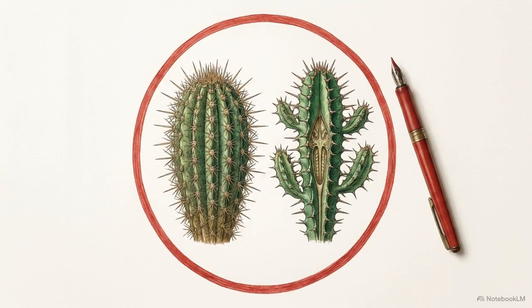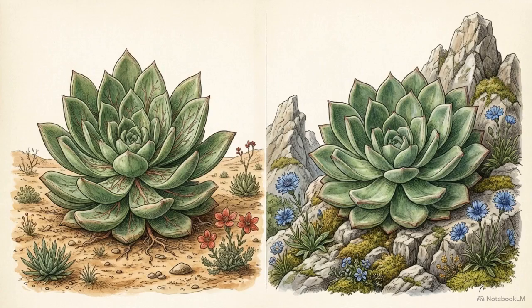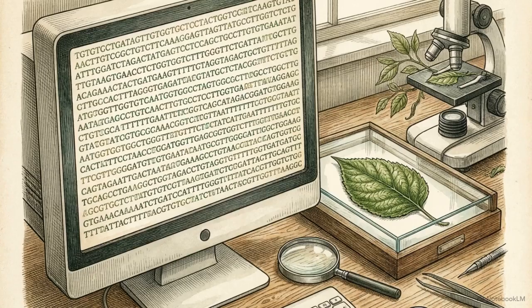Grouping plants by these shared looks meant the established classification system was often inaccurate. It documented how plants adapted to their surroundings, but failed to show their actual evolutionary paths. DNA sequencing provided a way to look past these surface-level similarities.